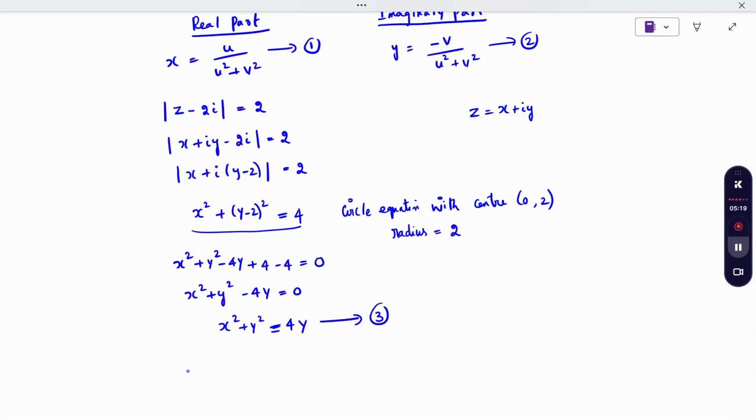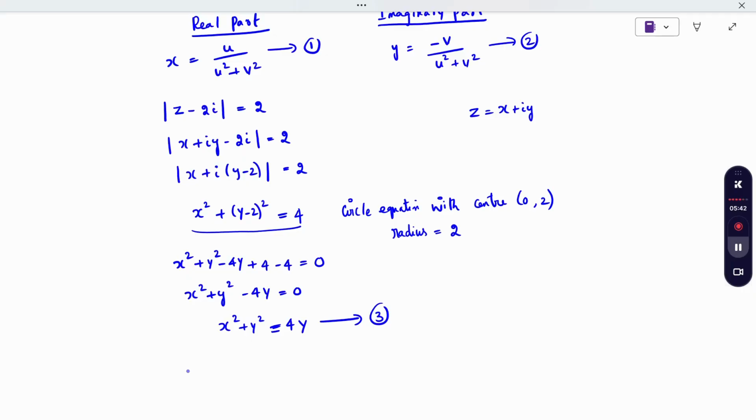Now I already know x and y, which I have calculated. I am going to substitute x and y in this and get the equation in terms of u and v. That is why I did this. Now I already have x and y, so I have to convert this with respect to the w plane.